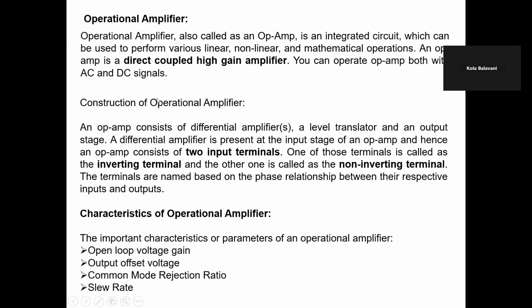So the operational amplifier is also simply called op amp. It is used to perform various linear, non-linear and mathematical operations. An operational amplifier is a direct coupled high gain amplifier, and it is used to amplify both AC and DC signals. Generally, an amplifier is used to strengthen the input signals, meaning it increases the amplitude level of the input signals.